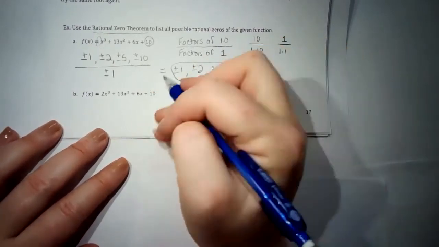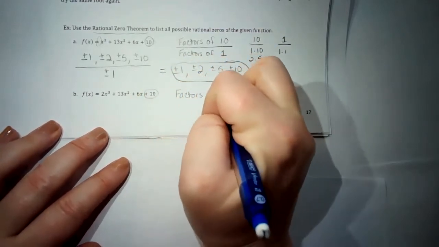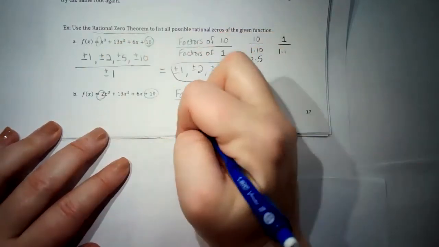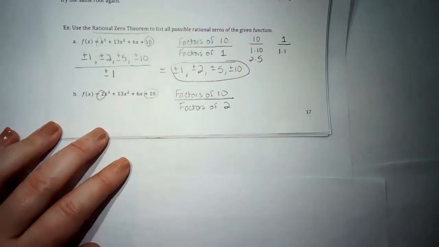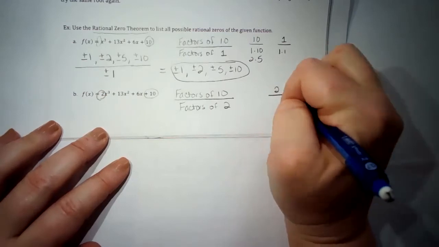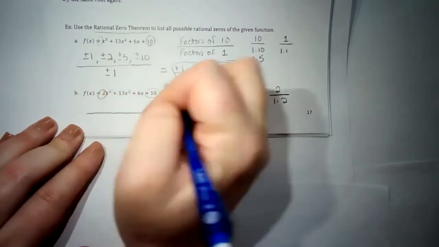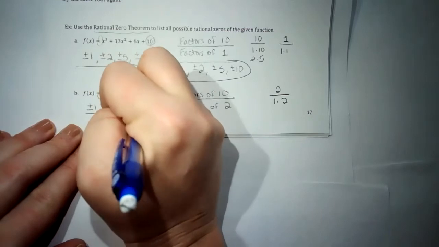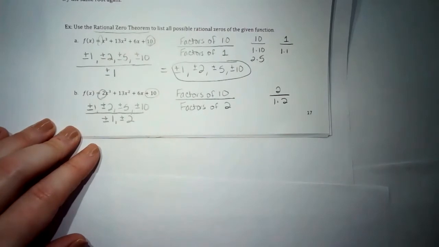All right, here we go. My constant is a 10. So again, I get to use factors of 10 in the top. But now my leading coefficient is a 2. So my denominator is going to be factors of 2. Well, I already know factors of 10. And my factors of 2 are just 1 and 2. So here we go. I'm going to put all the factors of 10 in the top and all the factors of 2 in the bottom.